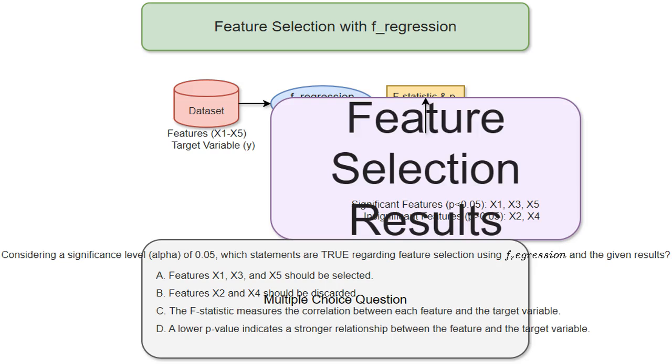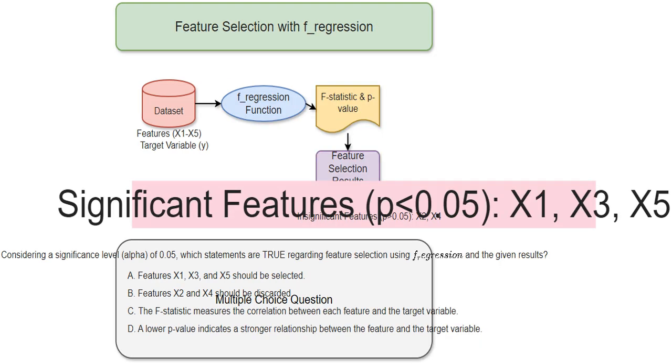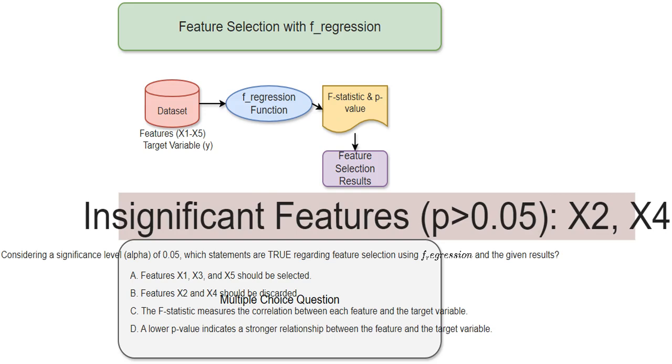After applying the f_regression function, I obtain an f-statistic and p-value for each feature. These results will help me decide which features to keep and which to discard for my model. I select the features with p-values less than my significance level of 0.05. These features demonstrate a statistically significant relationship with the target variable and will be included in my model. These features have p-values greater than 0.05, meaning their relationship with the target variable is not statistically significant at my chosen threshold. Therefore, they will be excluded from my model.